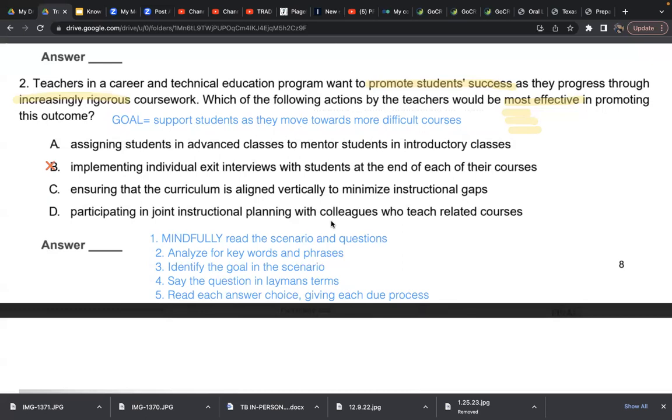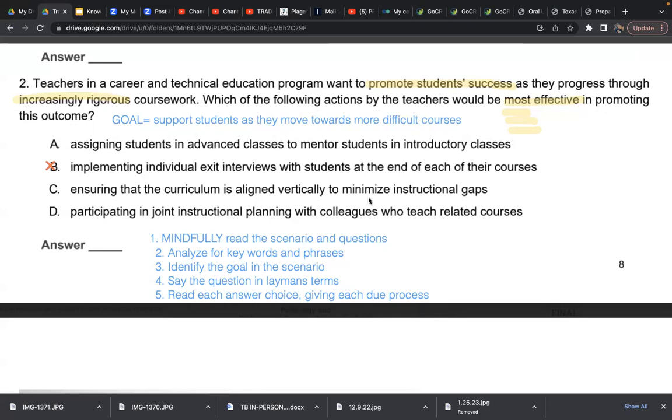What else? And make sure that you read the answer choices carefully, because I'm going to show you an example of where they give you an answer choice and it seems like it might be good, but if you read it carefully, it's like a shiny turd. It's not at all a good choice. So let's take a look at D. Participating in joint instructional planning with colleagues.